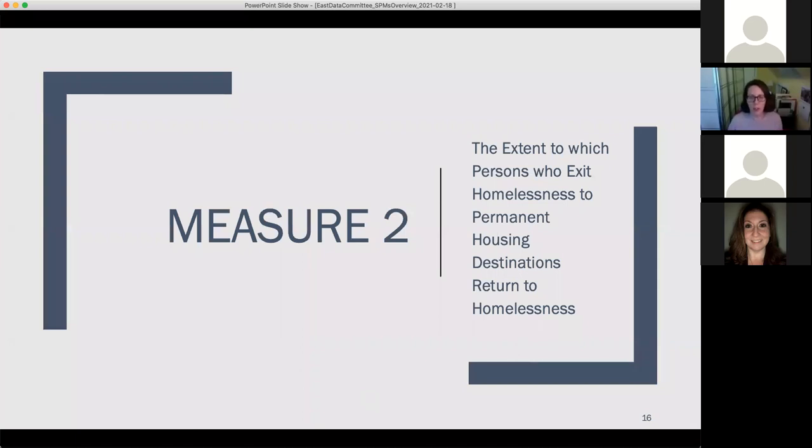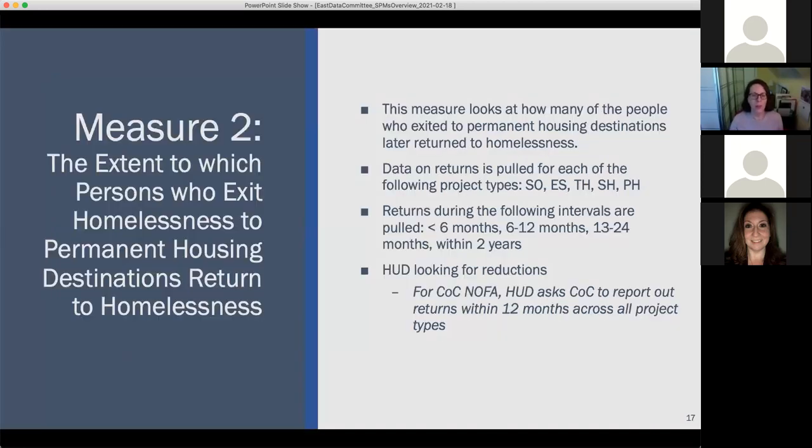So measure 2, moving on, is the extent to which persons who exit homelessness to permanent housing destinations return to homelessness. All right, so the key to understanding measure 2 is it's not everybody who returns. It is this subset of people who exited to a permanent destination and then returned. So it's a sort of like smaller sliver of the whole. And that's important to understand.